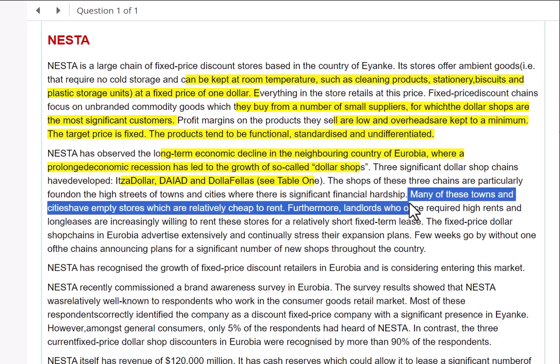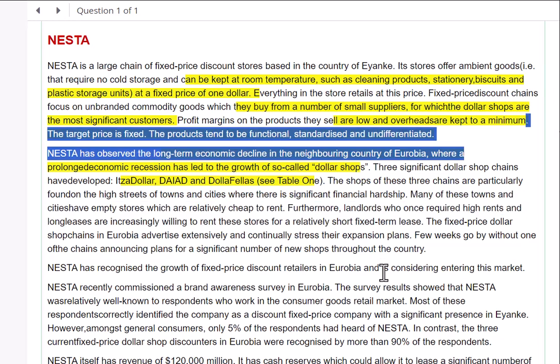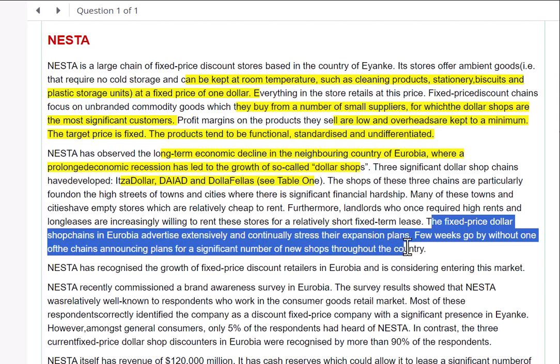Many of these towns and cities have empty stores which are relatively cheap to rent. Furthermore, landlords who once required high rents and long leases are increasingly willing to rent these stores for a relatively short fixed term lease. The fixed price dollar shop chains in E advertise extensively and continually stress their expansion plans. Few weeks go by without one of the chains announcing plans for a significant number of shops throughout the country.